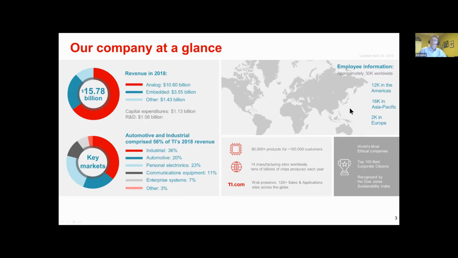Our employee population is actually larger in the Asia-Pacific region than it is in the U.S.: about 12,000 in the Americas, 16,000 in Asia-Pacific, including a fairly significant presence in Bangalore, India, and 2K in Europe. But this is really the thing I want to draw your attention to, which is the portfolio. There are 80,000 products and 100,000 customers. So it's a very broad space that we service, in terms of both products on TI.com and the customers that consume them. We have 14 manufacturing sites worldwide, and I'm going to give you a snapshot of those in a minute, and a growing web presence where we're doing more and more direct sales of parts through TI.com.